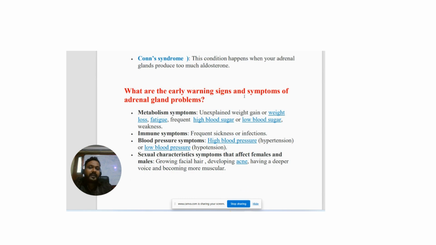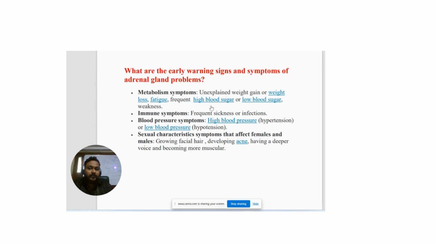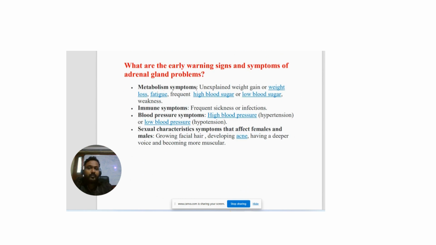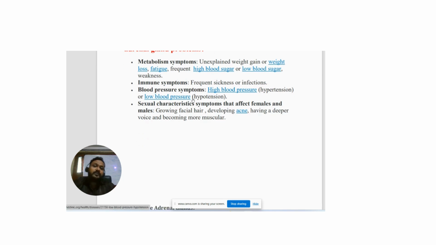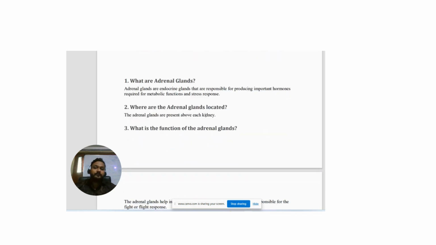What are the early warning signs and symptoms of adrenal gland problems? Metabolism symptoms: unexpected weight gain or weight loss, fatigue, frequent high blood sugar, low blood sugar, weakness. Immune system symptoms: frequent sickness and infections. Blood pressure symptoms: high and low blood pressure, hypertension and hypotension. Sexual characteristic symptoms that affect males and females: growing facial hair, developing acne, having a deeper voice, and becoming more muscular.